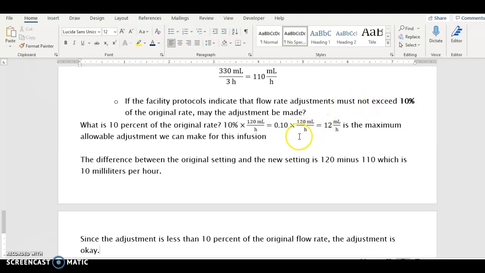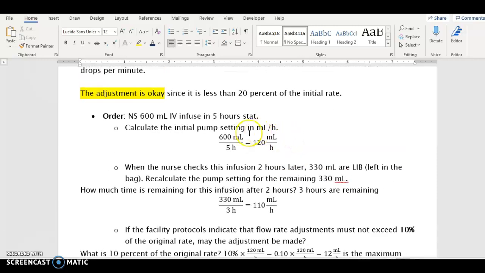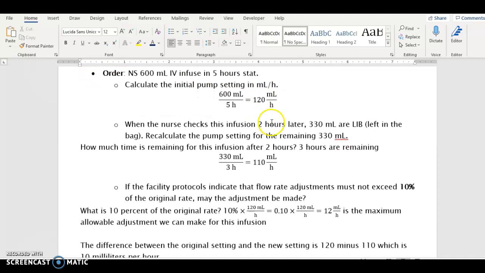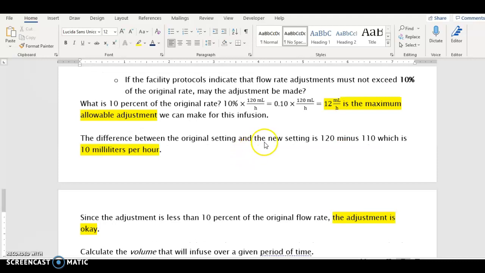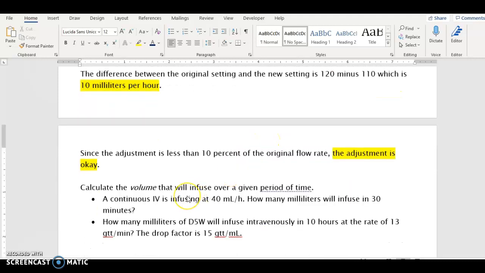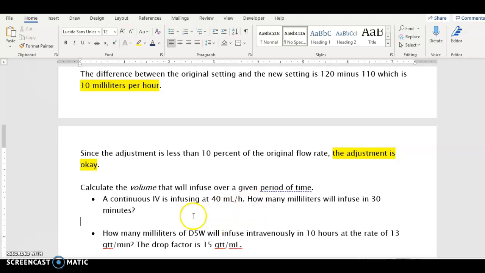That completes this example on flow rate adjustments. Remember, you're going to do a similar process when you answer this particular question in the homework. The next couple of examples involve calculating the volume that will infuse over a given period of time. The first example I have here is a continuous IV infusing at 40 milliliters per hour. How many milliliters will infuse in 30 minutes?